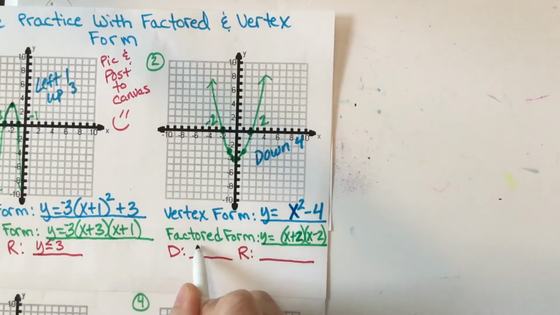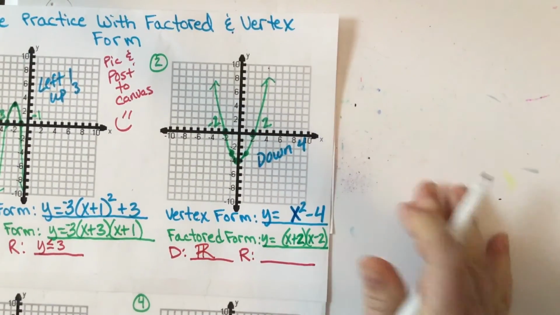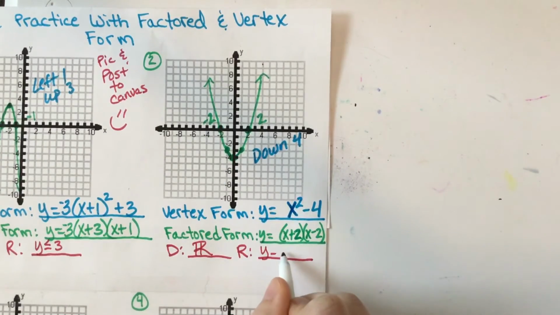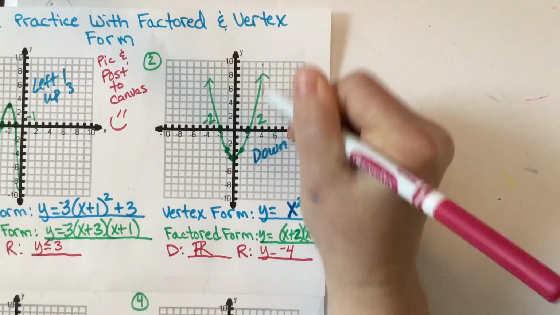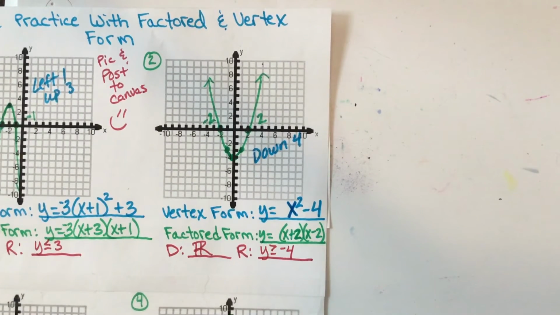Domain, all real numbers. The graph goes forever to the left, forever to the right. And range, the y starts down here at -4. And then when the graph goes up, the y's get greater. So y is greater than or equal to -4.